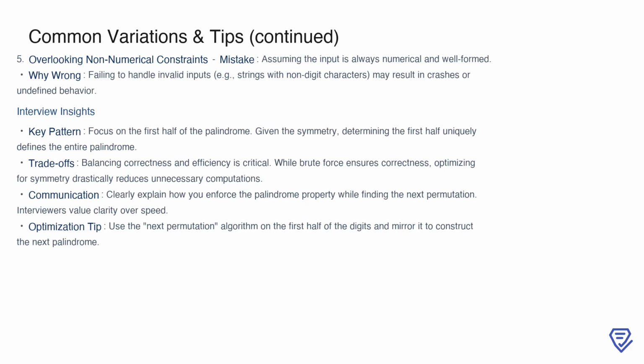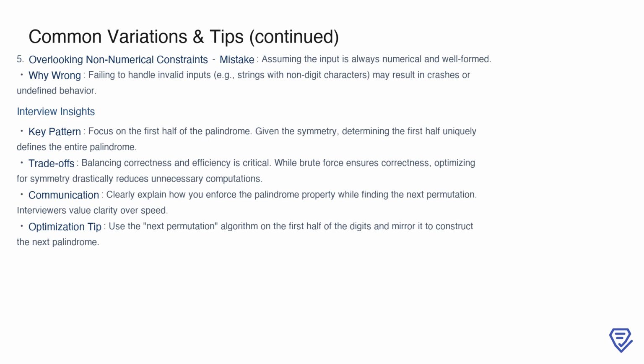Now, when it comes to interviews, there are some important insights to keep in mind. A key pattern is focusing on the first half of the palindrome. Since the second half is a mirror of the first, determining the first half uniquely defines the entire palindrome. In terms of trade-offs, balancing correctness and efficiency is vital. While brute force methods may guarantee correctness, leveraging symmetry can significantly cut down on unnecessary computations.